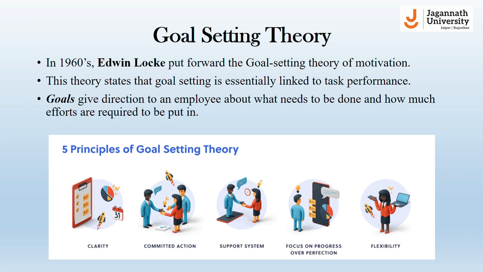Goals give direction to an employee about what needs to be done and how much effort is required to be put in. So basically in goal setting theory, first of all you define or fix your goal, and then you start working on a regressive basis, like you go back and then plan according to the requirements of the goal. So there are 5 principles of goal setting theory.